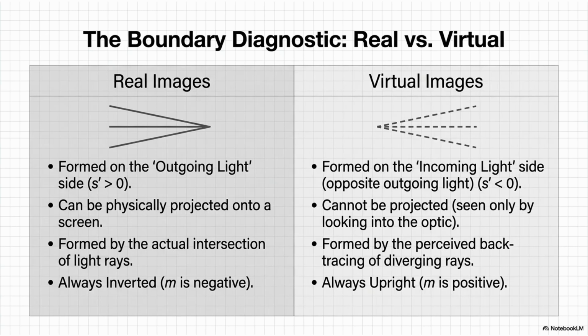Yep, perfectly summarized. And then virtual images form on the incoming side where S prime is less than 0. You cannot project them onto a screen. They are formed by that perceived backtracing of diverging rays we talked about, and they are always upright.